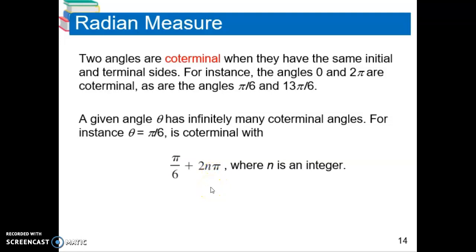Remember, the coterminal angles could also be negative. That means that I could start with pi over 6 and then I could subtract 2 pi so that I can get a coterminal angle. Such an angle would be negative 11 pi over 6.